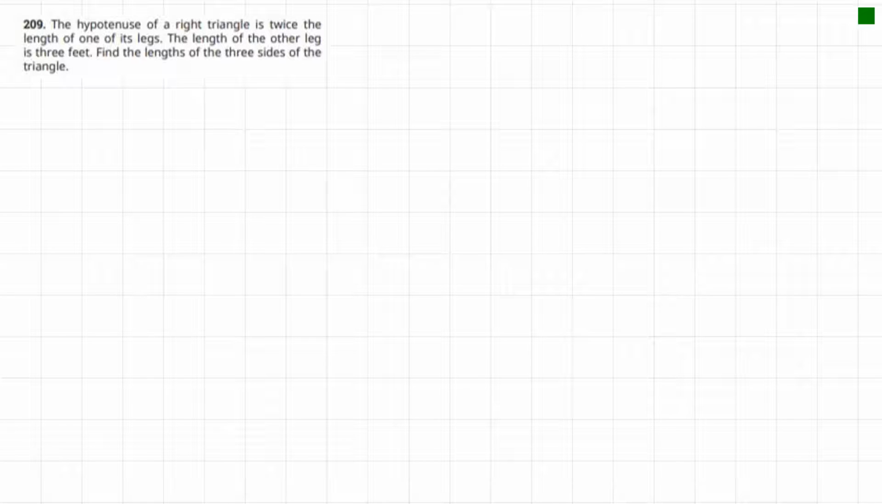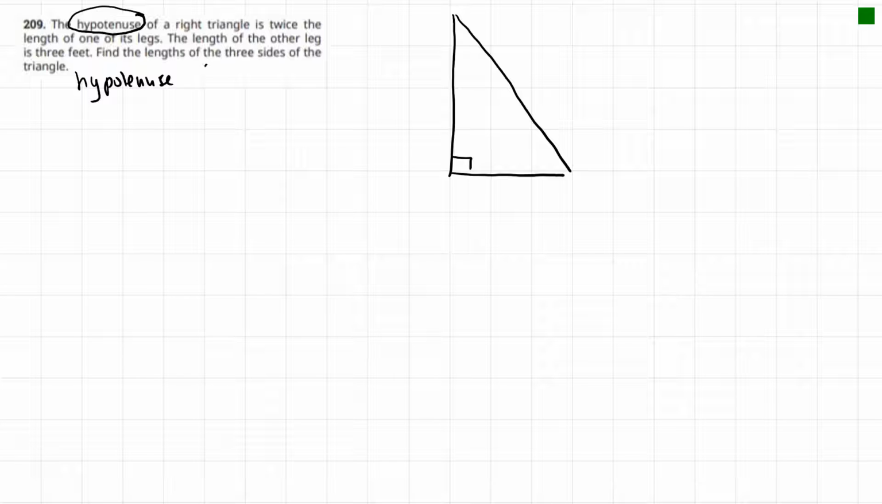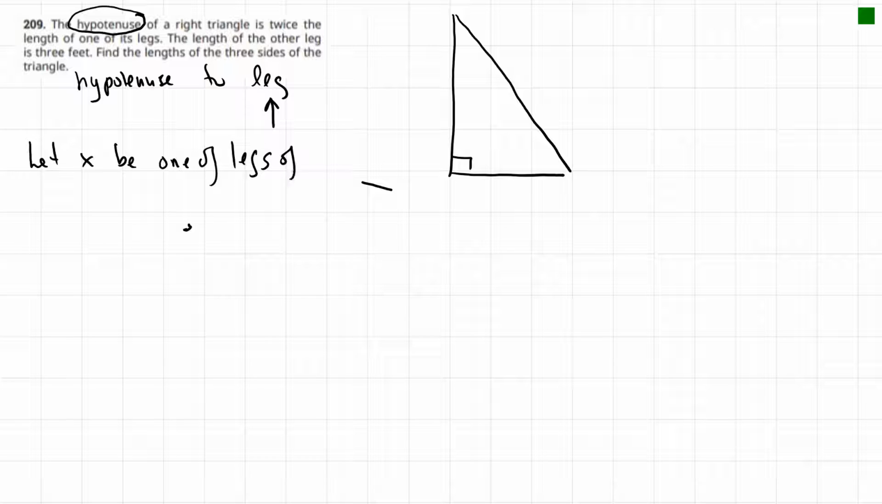So again, we're going to start by making a diagram of a right angled triangle. And we are told something about we're comparing the hypotenuse to the leg of a triangle. So when I've realized that the hypotenuse is being compared to the leg, I declare this as my first variable. So let x be one of the legs of the triangle.